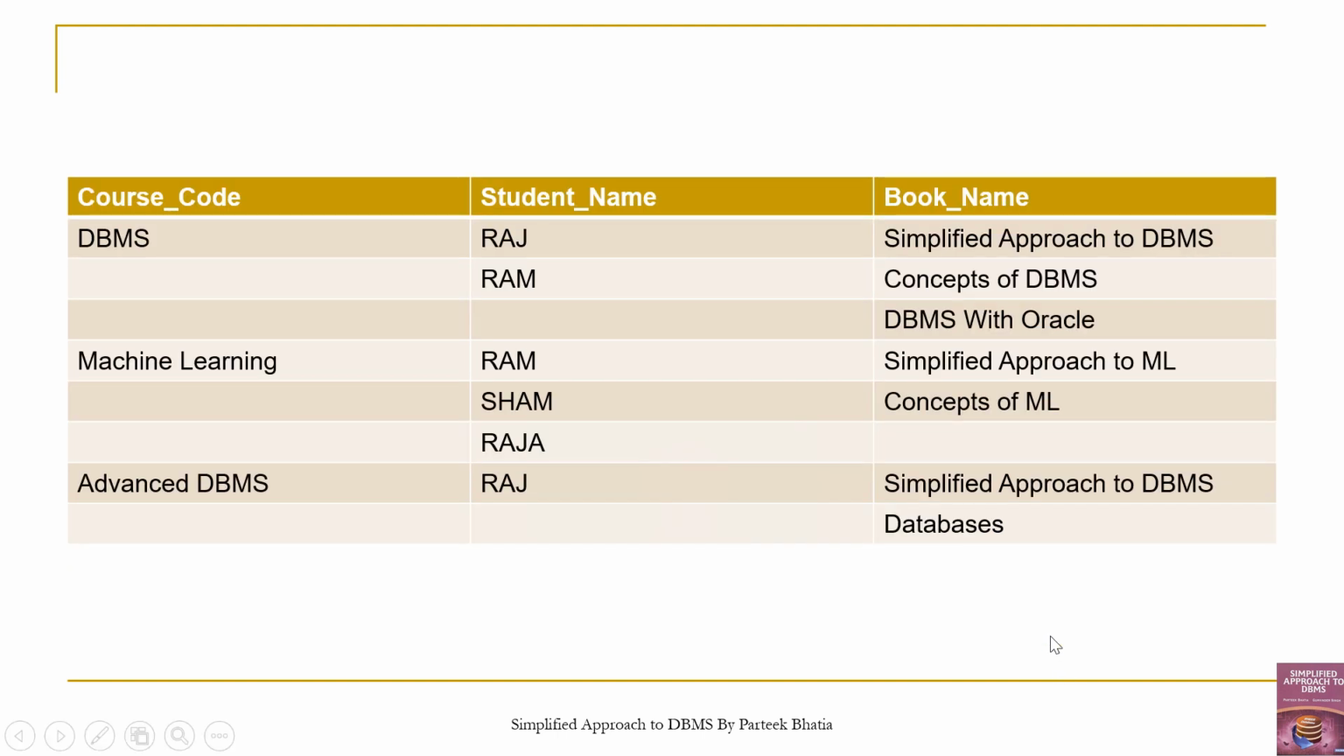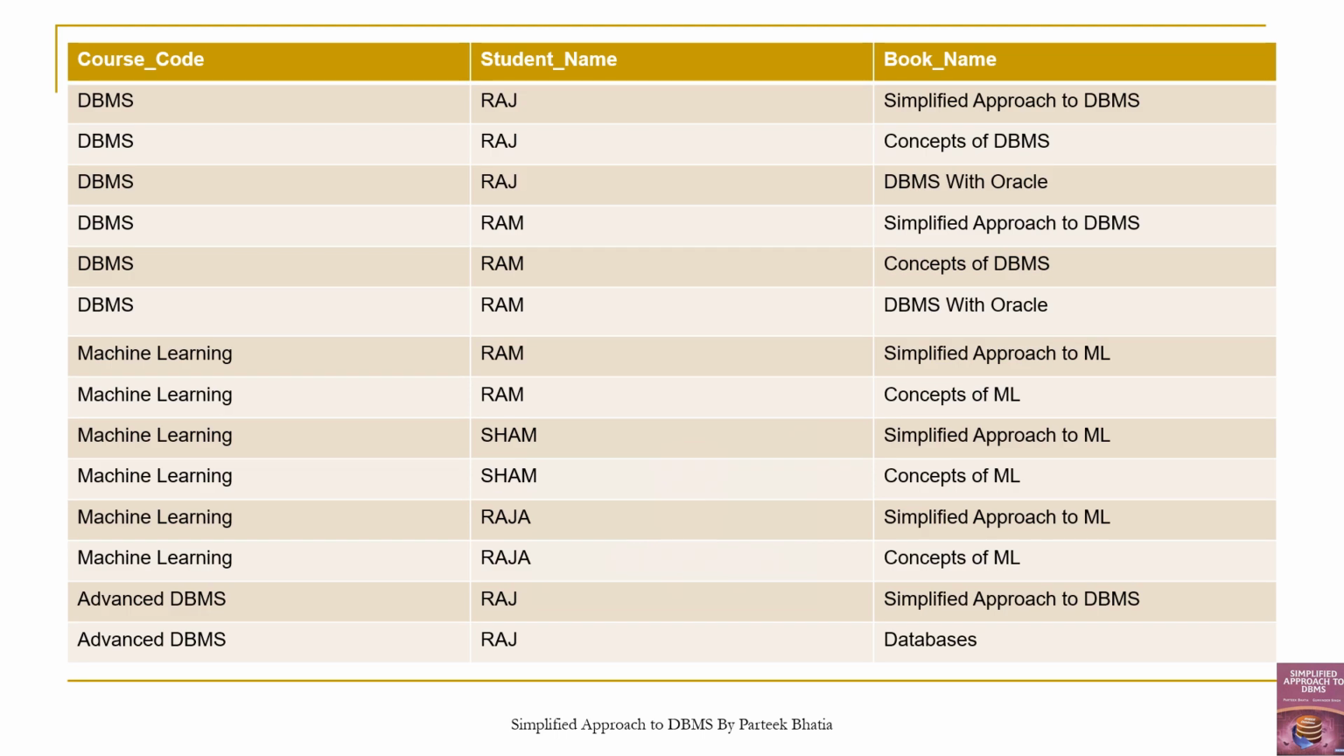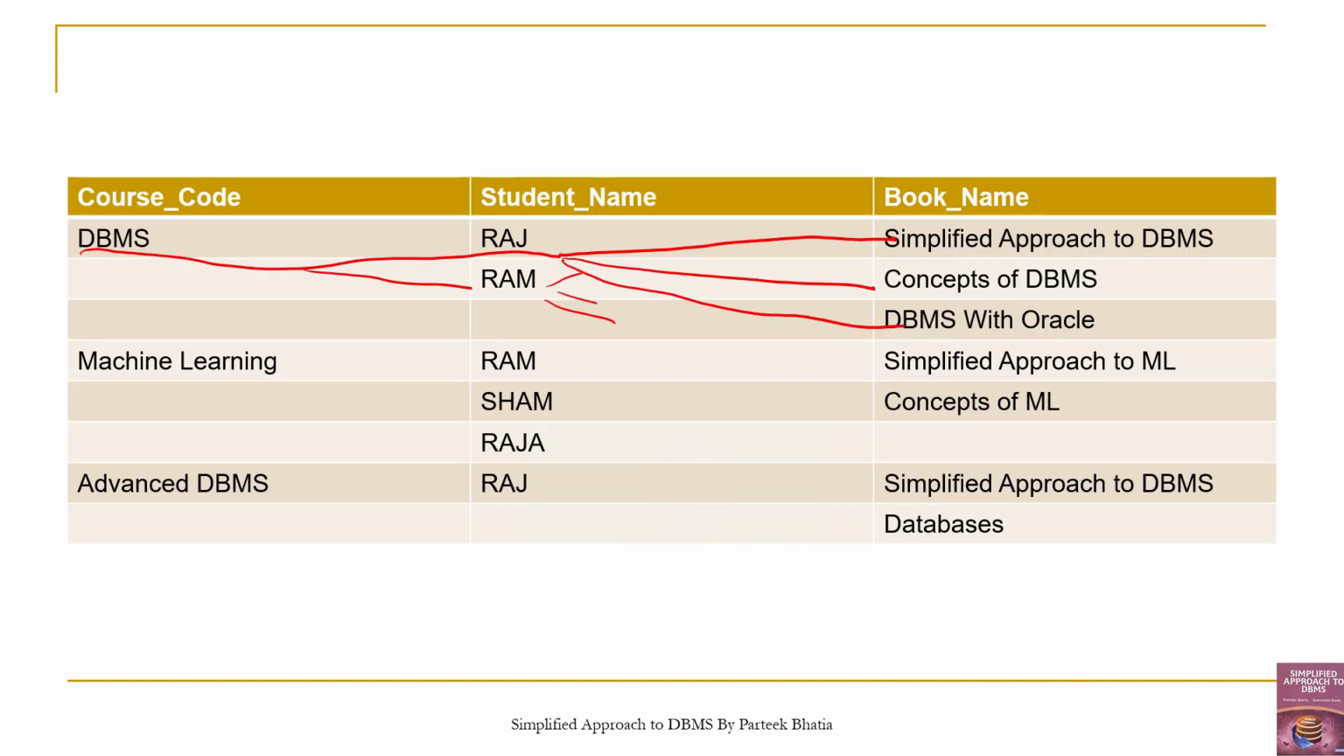From this discussion, you can see that we have to create three rows for Raj: one for Simplified Approach to DBMS, one for Concepts of DBMS, and one for DBMS with Oracle. Same way for Ram, again I have to make three records for all possible books. So we have created three rows for Raj and three rows for Ram, for each of the possible textbooks corresponding to the DBMS course. Same way for Ram in machine learning, I have to create two rows, one for Simplified Approach to Machine Learning and second for Concepts of Machine Learning.